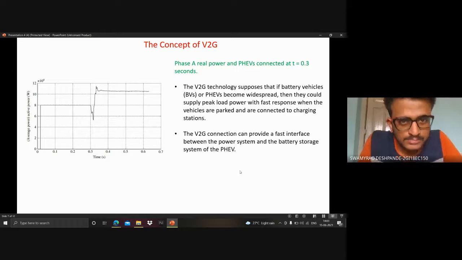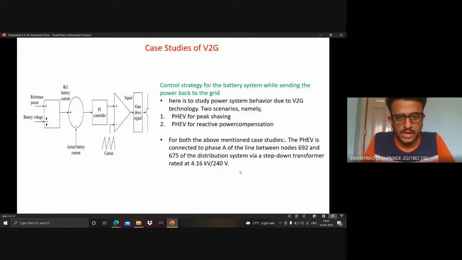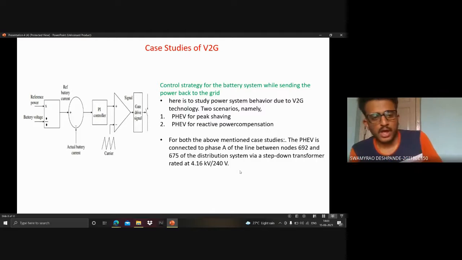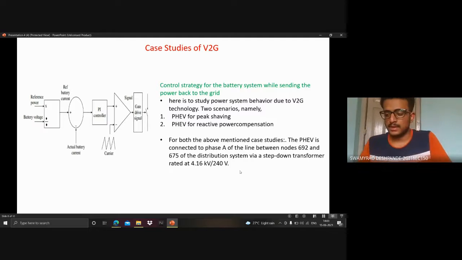Next slide. Yes, sir. So here are case studies of V2G. There are two case studies of V2G. One is V2G for peak shaving, and another one is V2G for reactive power compensation. I'm going to explain peak shaving first.